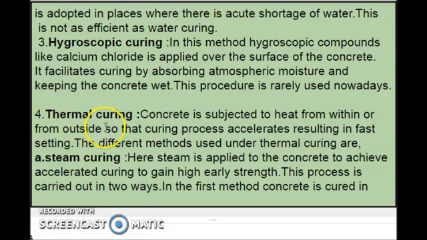Fourth one is thermal curing. Concrete is subjected to heat from within or from outside so that curing process accelerates, resulting in hot setting. When the wet concrete is heated, the curing gets accelerated. The time period required for curing will be minimized. Let us see the different methods which are used in thermal curing.